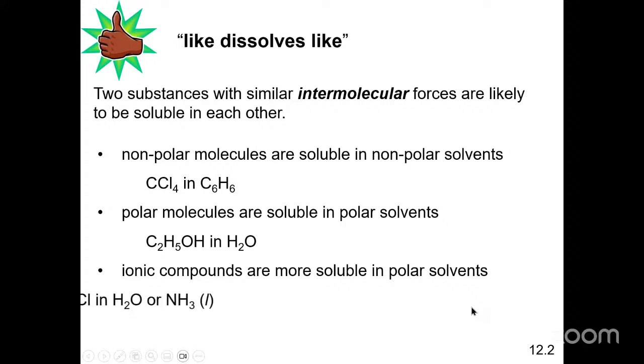All right. So here's the example of an ionic compound soluble in something polar, sodium chloride. You can dissolve it in water, or you can dissolve it also in liquid ammonia.